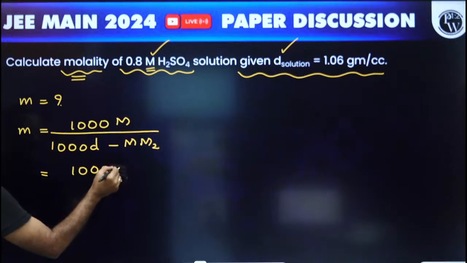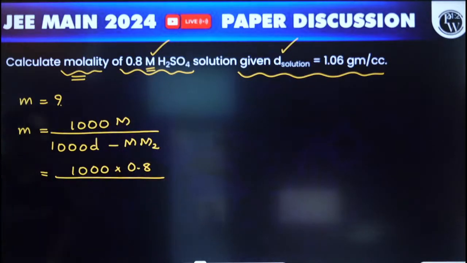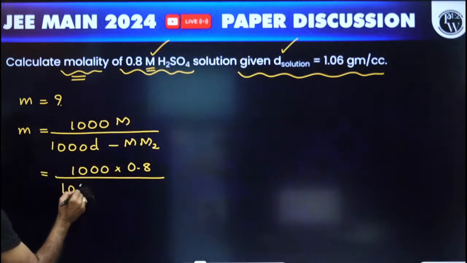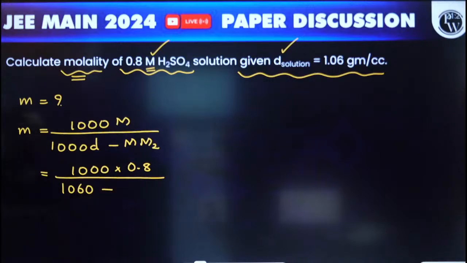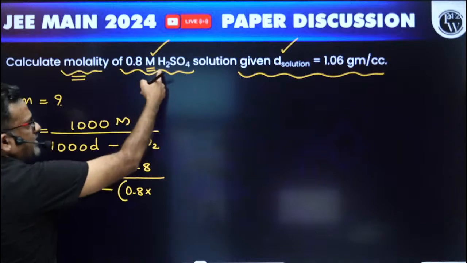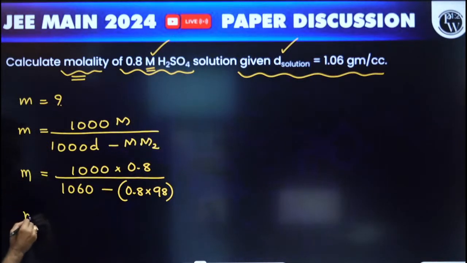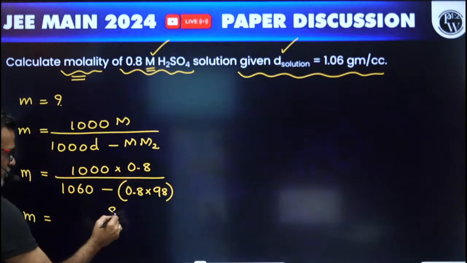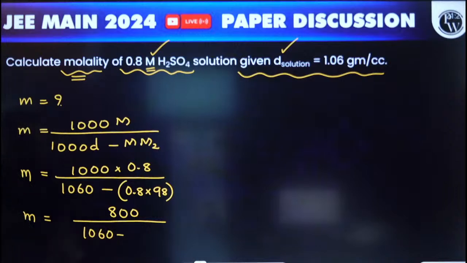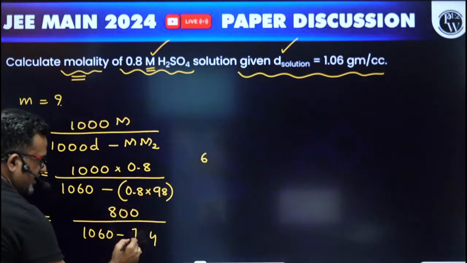1000 into what is molarity? 0.8, divided by 1000 into density 1.06. 1000 into 1.06 is 1060, minus what is molarity? 0.8 into what is molecular mass? Molecular mass of H2SO4 is 98. So that should give us molality. 1000 into 0.8 is 800 divided by 1060. 0.8 into 98, 8 8s are 64, 8 9s are 72, 78.